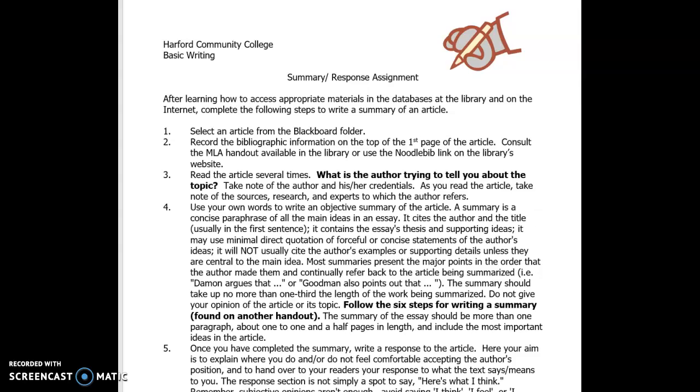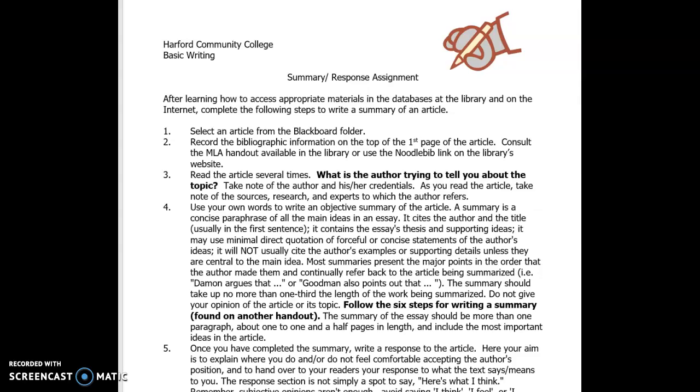Okay. Step number 4 is writing the objective summary. What a summary is: a paraphrase of all of the main ideas in an essay or an article. It cites the author and the title. It contains the essay's thesis and main supporting ideas. It will probably use no direct quotation. It will not cite minor supporting details.